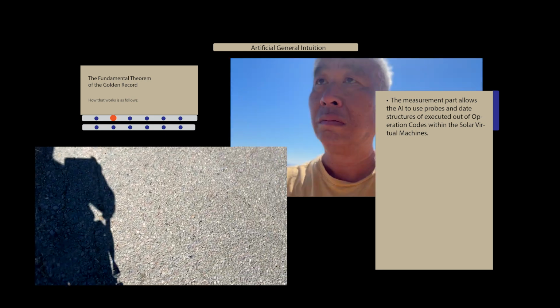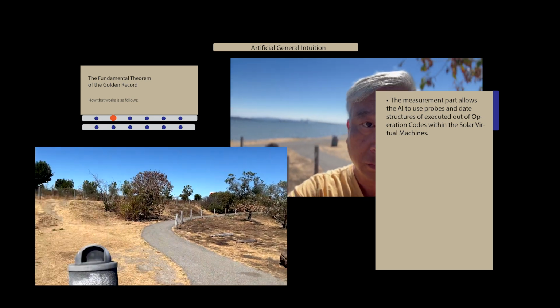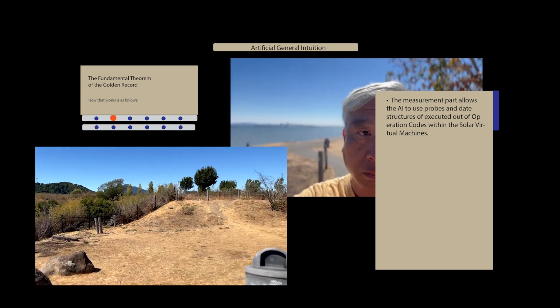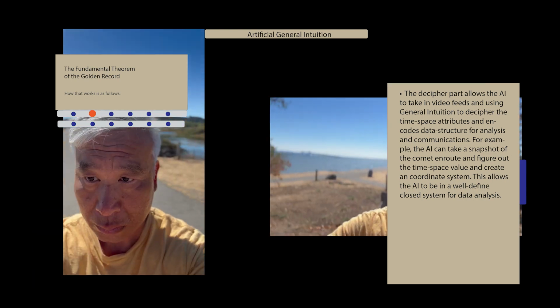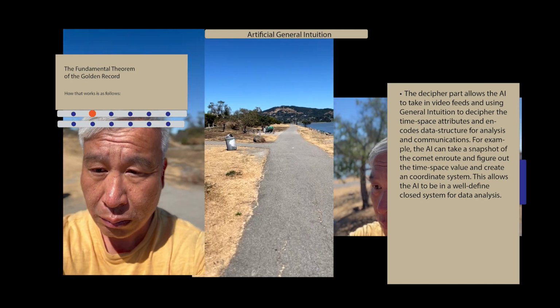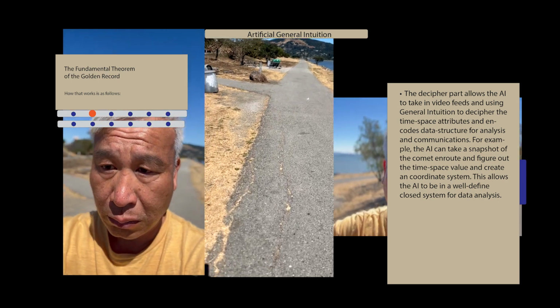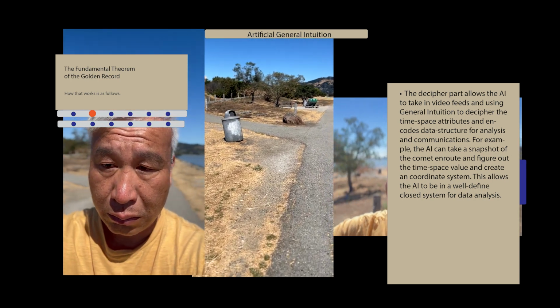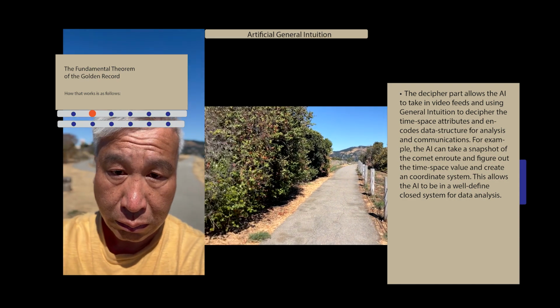The measurement part allows the AI to use probes and data structures of executed operation codes within the solar virtual machines. The design part allows the AI to take in video feeds and use the general intuition to decipher the time-space attributes and code data structures for analysis and communication.